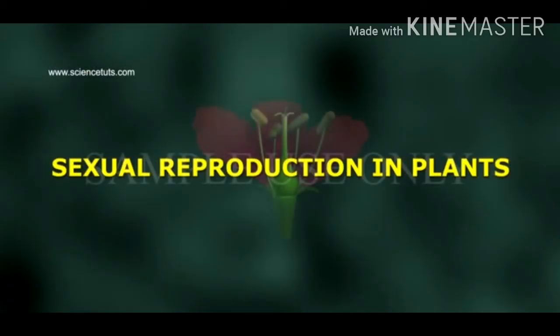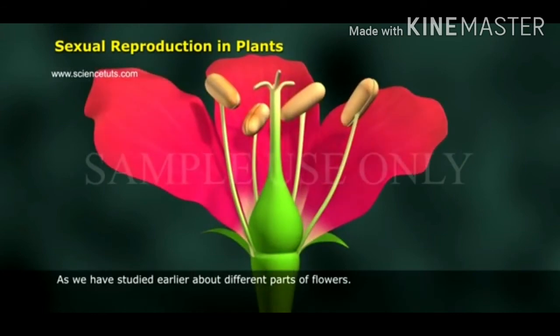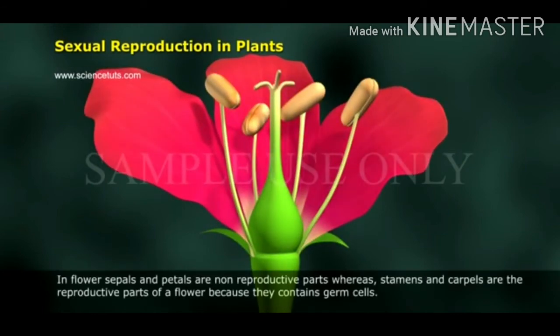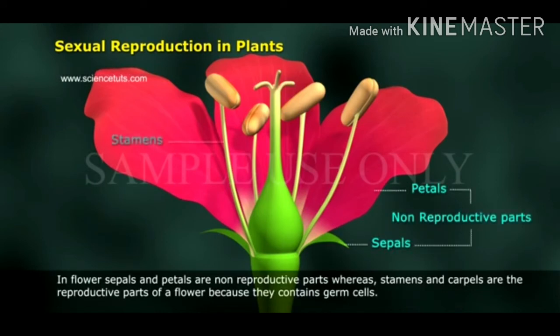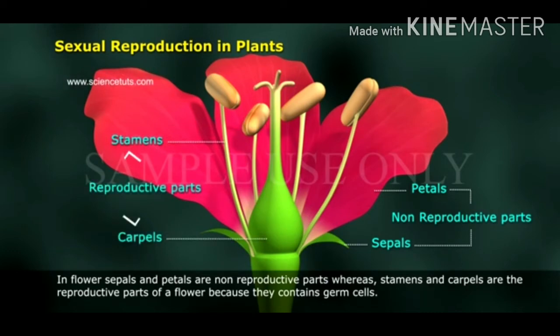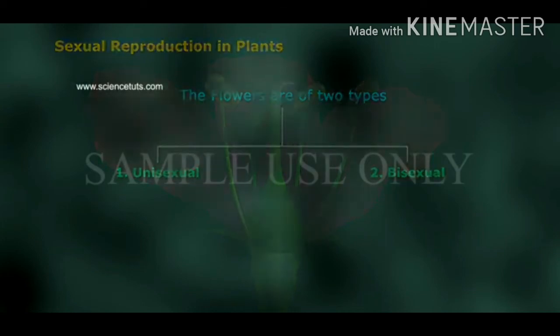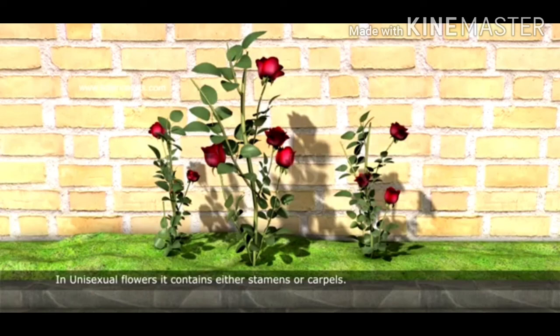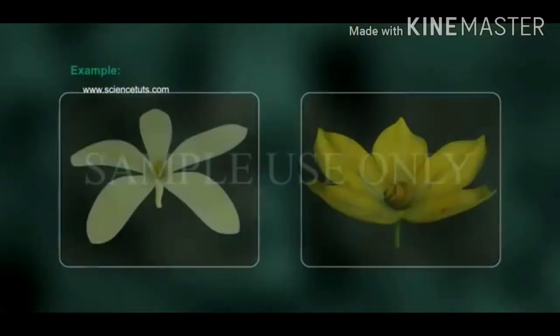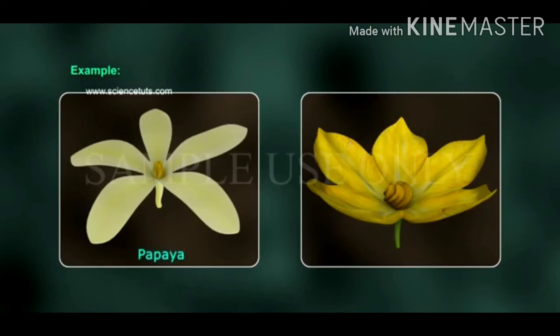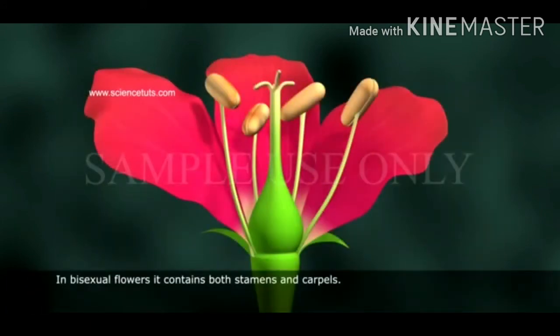Sexual reproduction in plants. As we have studied earlier about different parts of flowers. In a flower, sepals and petals are non-reproductive parts, whereas stamens and carpels are the reproductive parts of a flower because they contain germ cells. The flowers are of two types: 1. Unisexual. 2. Bisexual. Unisexual flowers contain either stamens or carpels. Example: papaya, watermelon. Bisexual flowers contain both stamens and carpels.